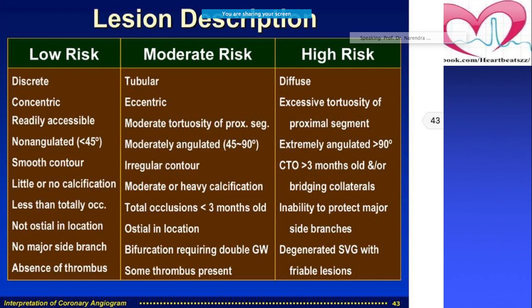Similarly, the patient is going to be high risk when there is extreme angulation, more than 90% is present, CTO is more than 3 months old, there are bridging collaterals, or there is inability to protect major side branches.